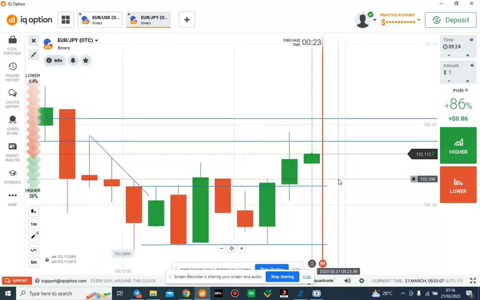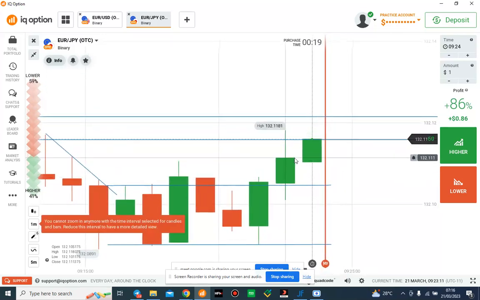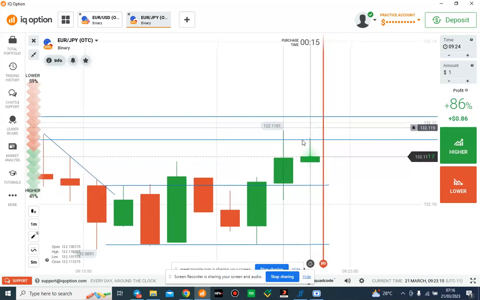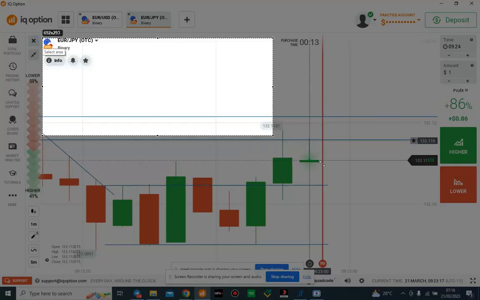But there's a gap. You can see there's a gap down. But this is seller's area.